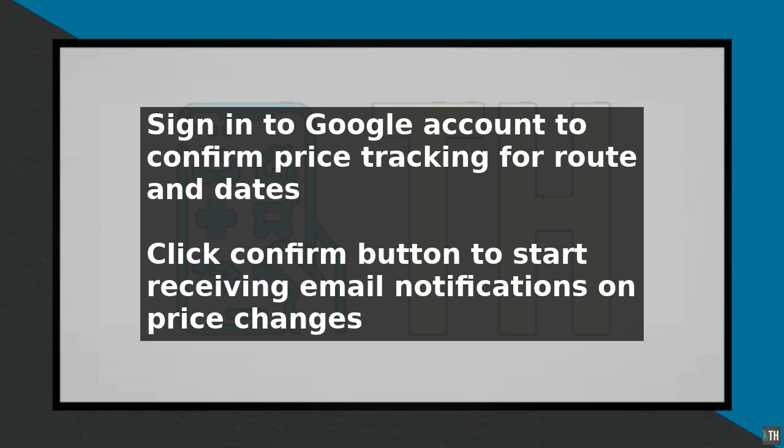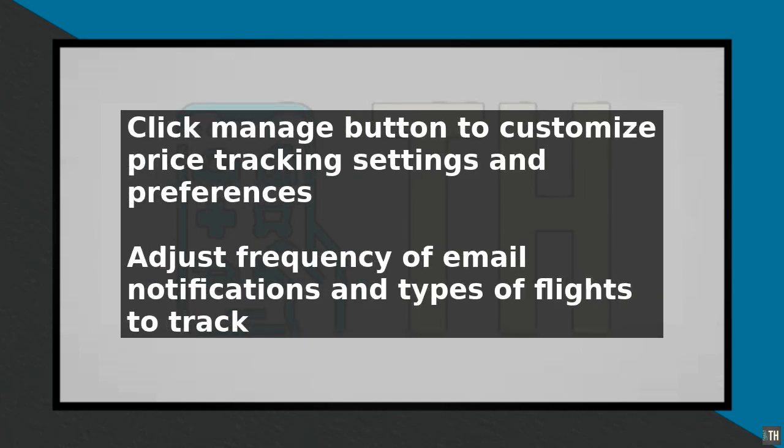Google Flights will then monitor prices for your specified route and send you email notifications when prices drop or rise significantly. To customize your price tracking settings, click on the Manage button next to the Track Prices button. From here, you can adjust your price tracking preferences, such as the frequency of email notifications and the types of flights you want to track.